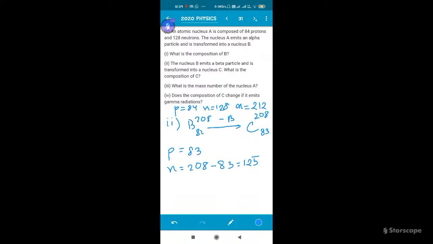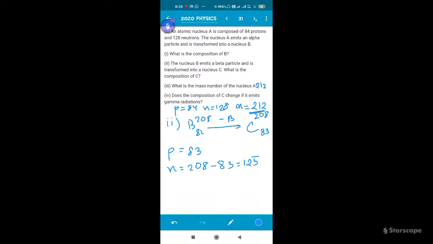Hope it is clear. Okay, now your next question is, what is the mass number of nucleus A? We found out the mass number, it was 212. So the answer is 212. We already found out initially. And your last question is, does the composition of C change if it emits gamma radiation? No, whenever gamma radiations are emitted, no change occurs in the composition. So everything remains as it is. So this was the question. It consisted of 4 marks. It looked a little confusing, but it was not. You just had to break the mass number into neutron number and proton number, and that's all.